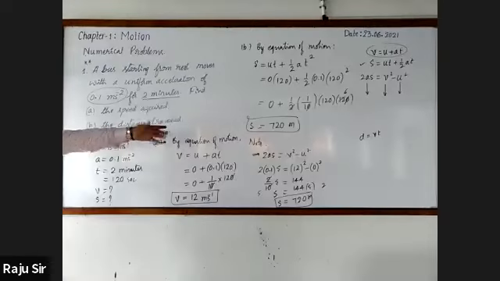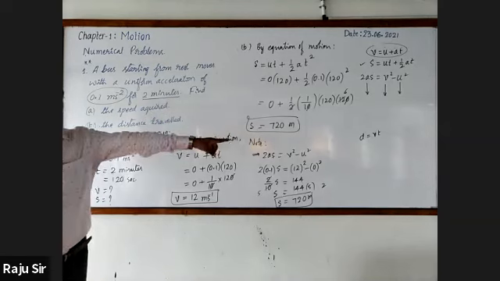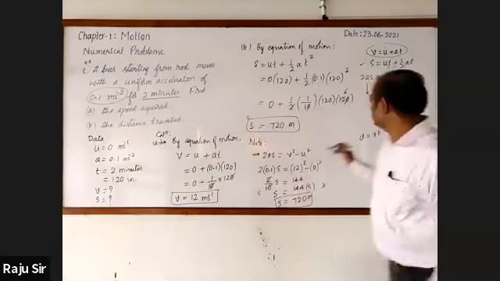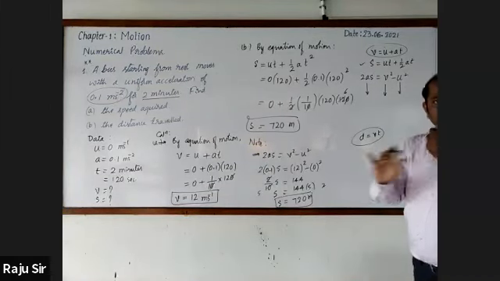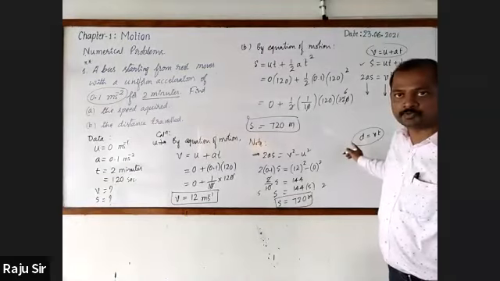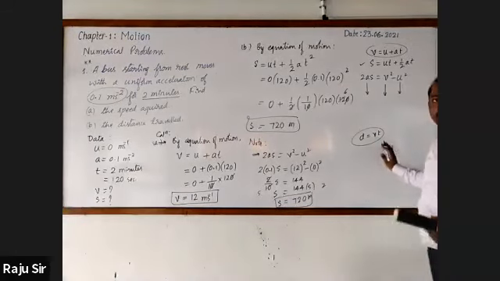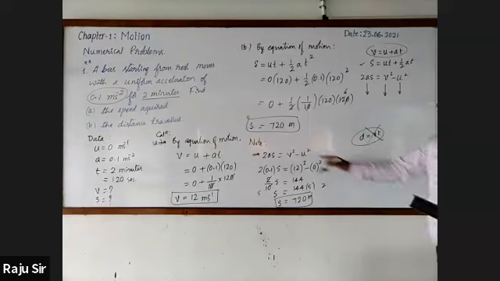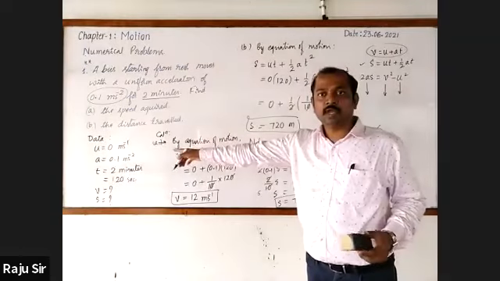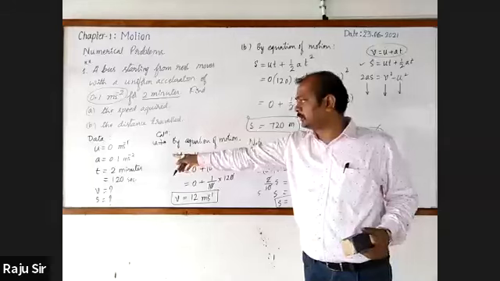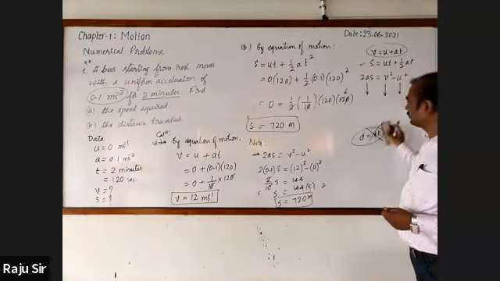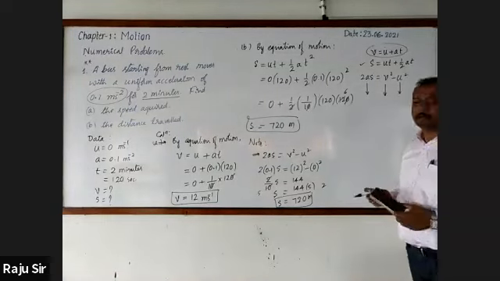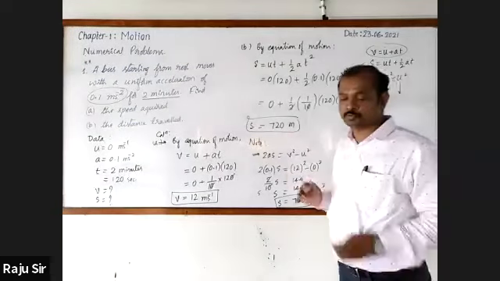In that case, we are not considering the acceleration. Here, it is not change in velocity, it is just velocity. That is why this formula, D is equal to Vt, cannot be used. We have change in velocity in unit time, that is acceleration. That is why we will go for using the equation of motion formula.